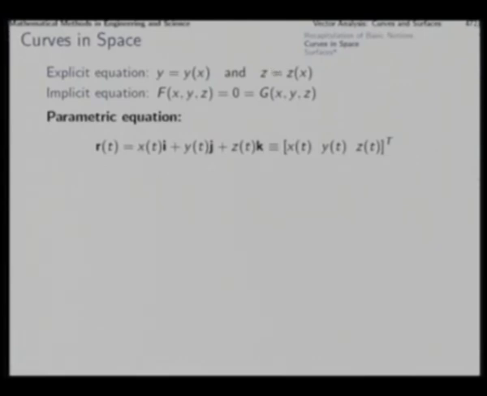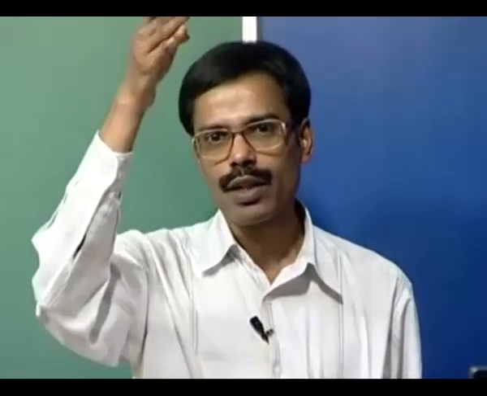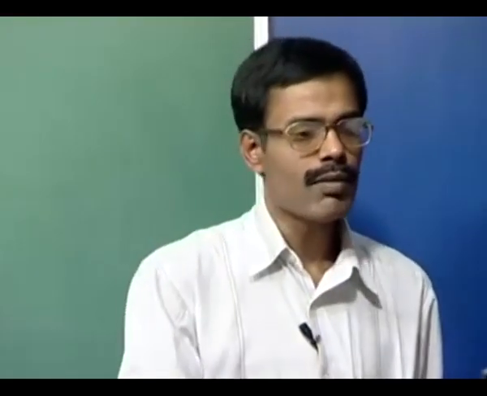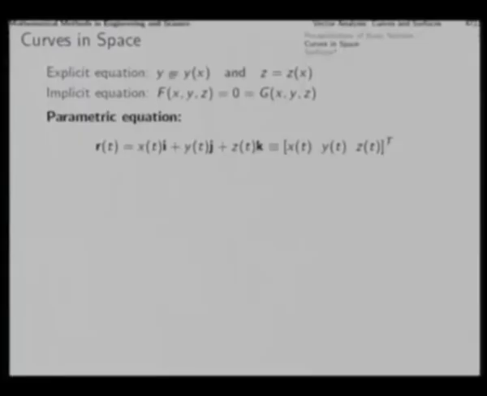It will be possible only when for any given x the values of y and z are unique. So, if a curve goes like this, then with a given value of x there can be several values of y and z which will be on the curve, and such a curve will not be expressible in this kind of a representation.